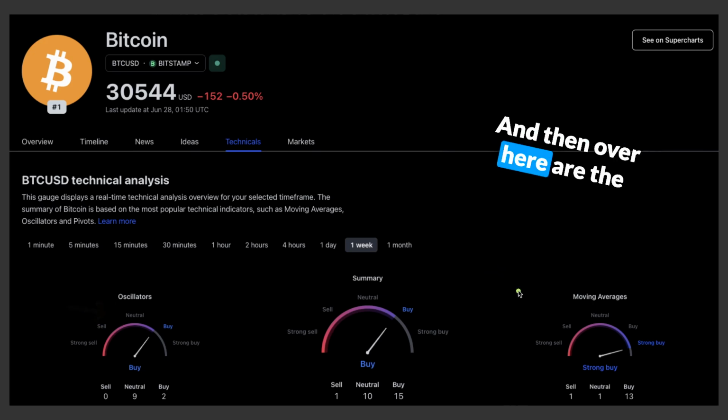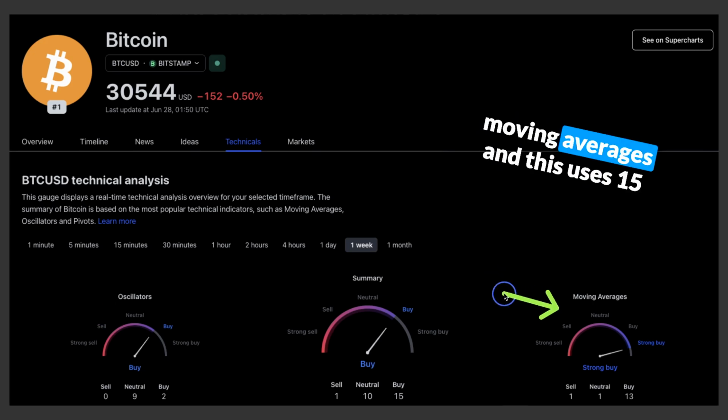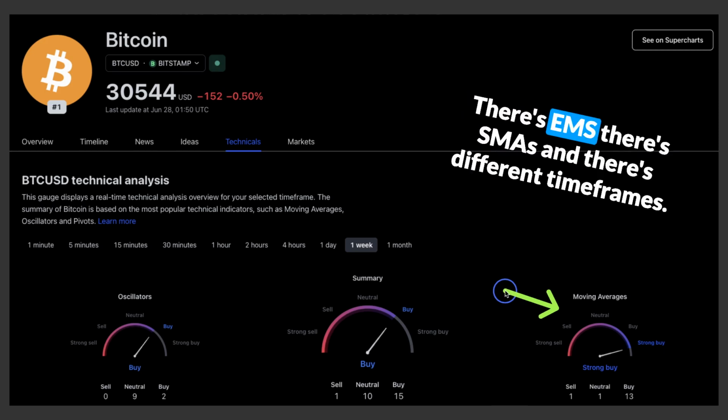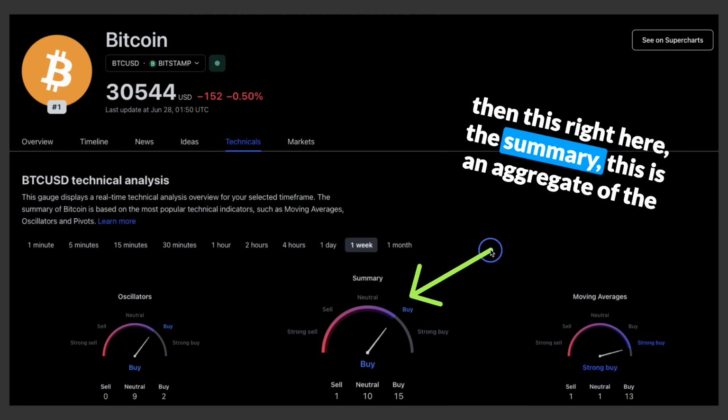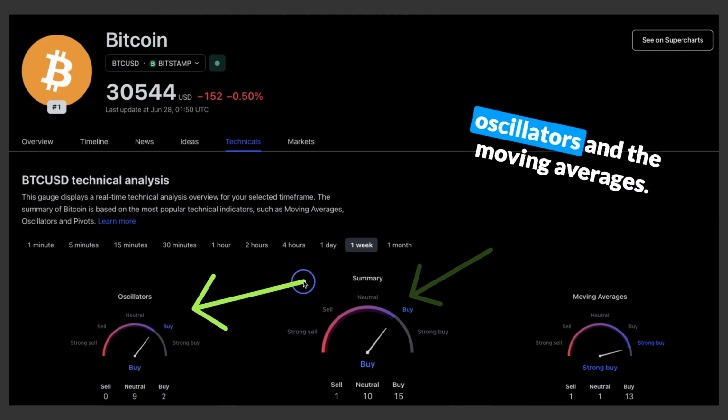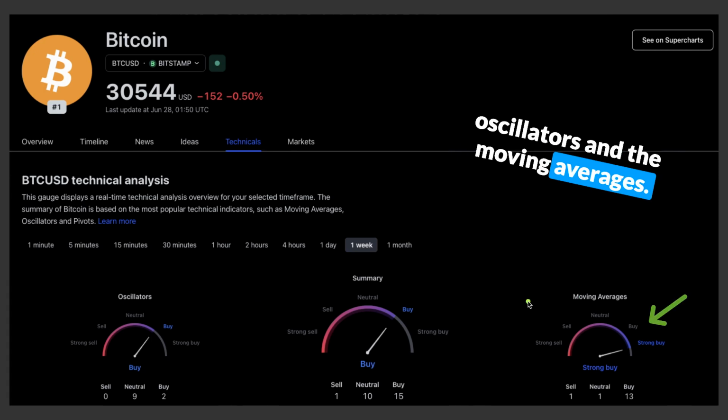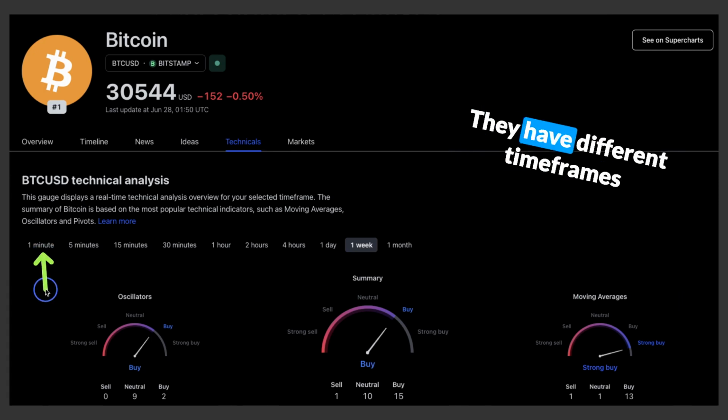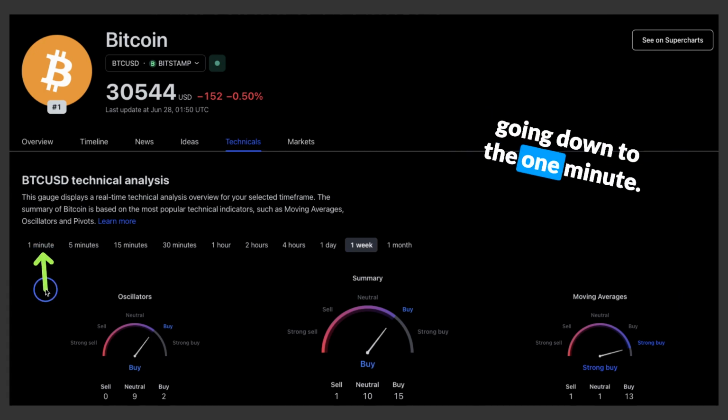And then over here are the moving averages, and this uses 15 moving averages. There are EMAs, there are SMAs, and there are different time frames. Then this right here, the summary, is an aggregate of the oscillators and the moving averages. This is what's really cool. They have different time frames going down to the 1 minute.